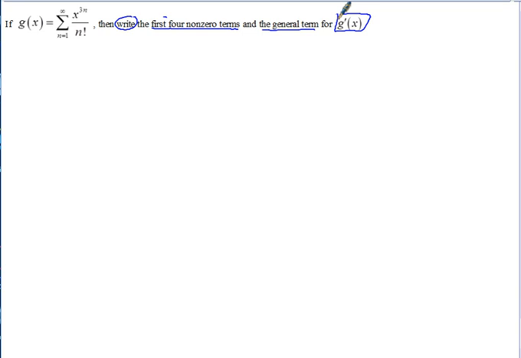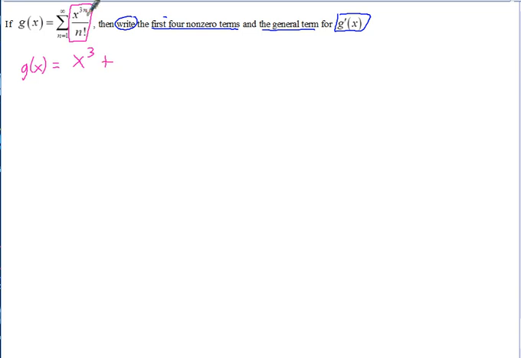Well, for g prime of x, we first need the g of x, right? So we've got our general term right here of g of x, but we need the first 4 non-zero terms of the derivative, so we probably need the first 4 at least terms of the original function. So to find this, if we just substitute in, starting with n equals 1 here, substitute in 1, the g of x would equal, if we substitute in 1, that's going to be x to the third over 1 factorial is just 1.